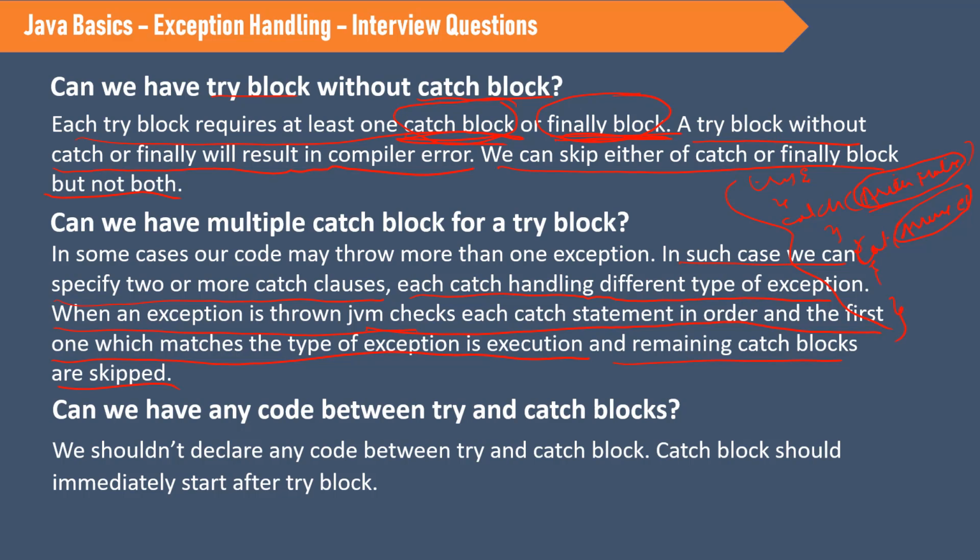Can we have code between try and catch blocks? No, we cannot have code between try and catch blocks because they should come one after the other. That means once we have a try block, then we should have a catch block compulsorily. We cannot have code between this try and catch.